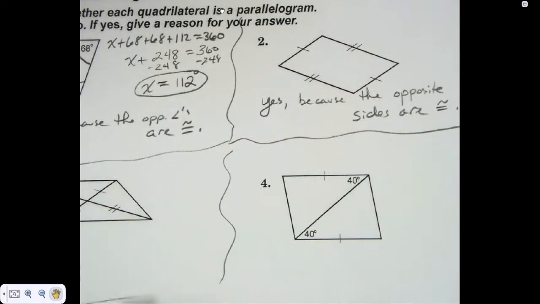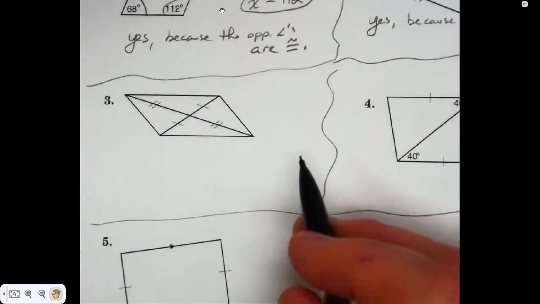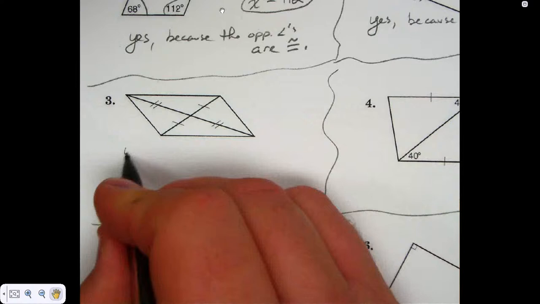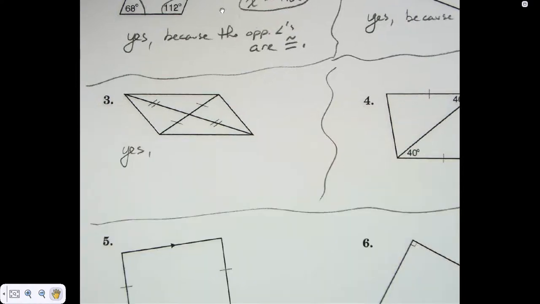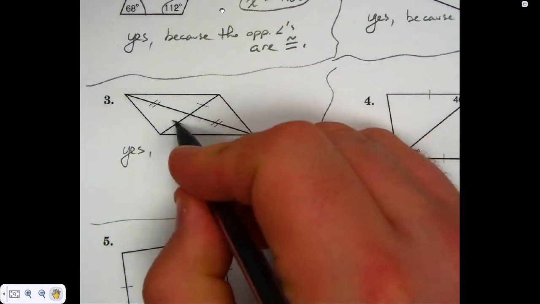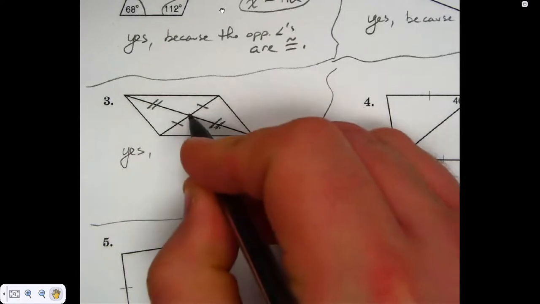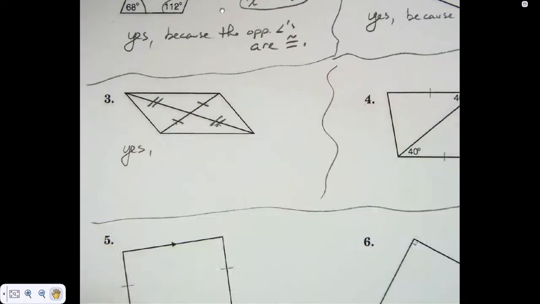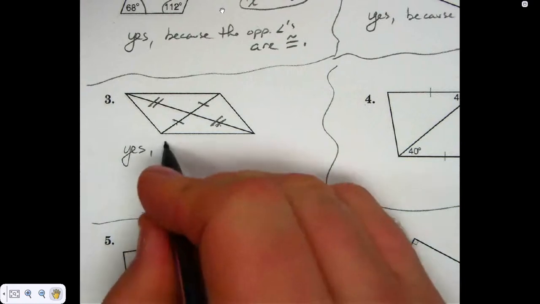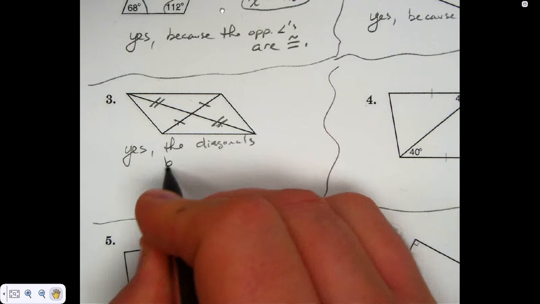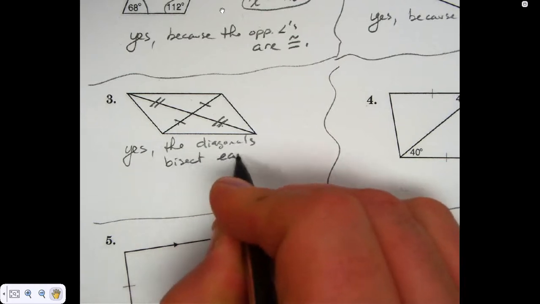Now, what about number 3? Is number 3 a parallelogram? Yeah. Tell me why. Diagonals bisect each other, yeah. That is number 3. If you look, that means this is congruent to that, so that's the midpoint of that side, and this is congruent to that, so that's the midpoint. So they do bisect each other, don't they? So yes, the diagonals bisect each other.